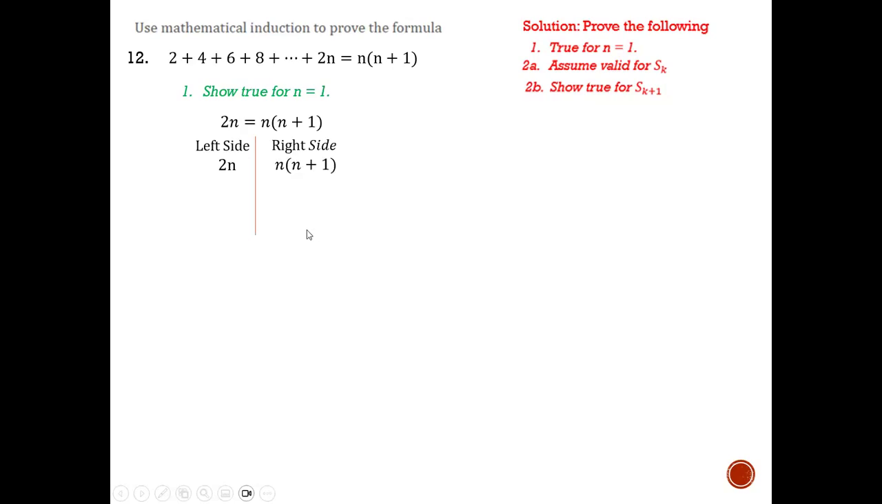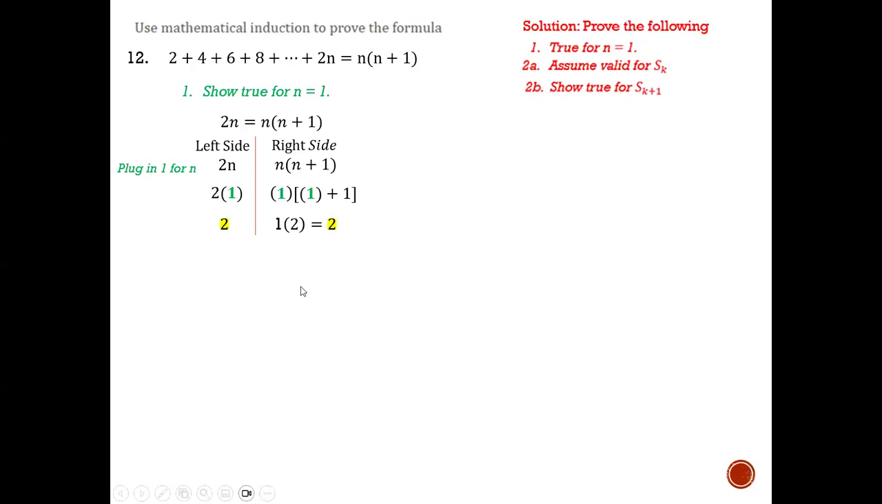So left side, 2n, right side, n plus 1, plug in a 1. 2n, plug in a 1 for n, I get a 2. On the right side, plug in a 1, 1 plus 1 times 1 is 2 times 1, which is 2, so it does work.